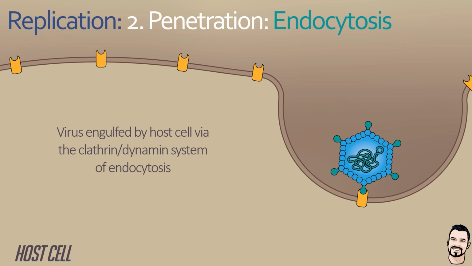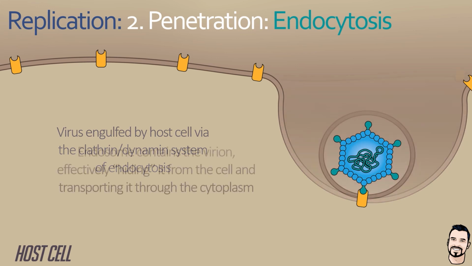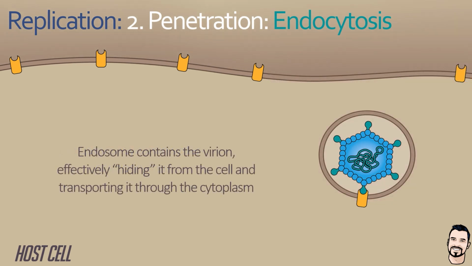This is where the surface of the host cell starts to invaginate, folding inwards around the virus until it's fully surrounded, eventually pinching off to form a vesicle known as an endosome. And what this does is it places the virus within a membrane-bound compartment within the cytoplasm of the host cell. Now in this state, the virus is actually hidden from the host cell.